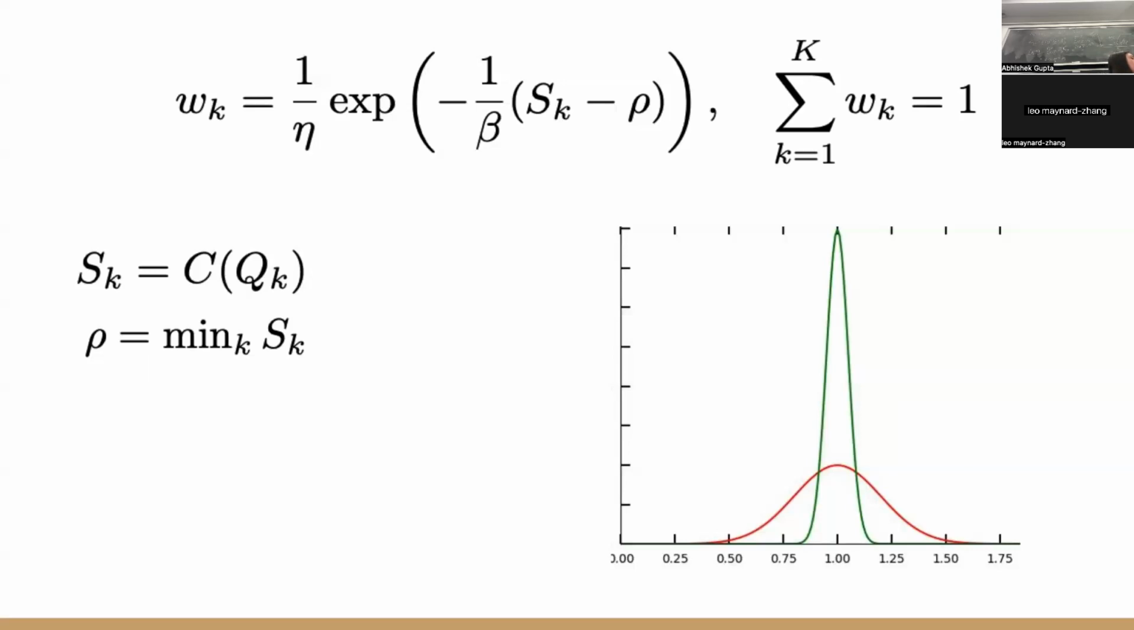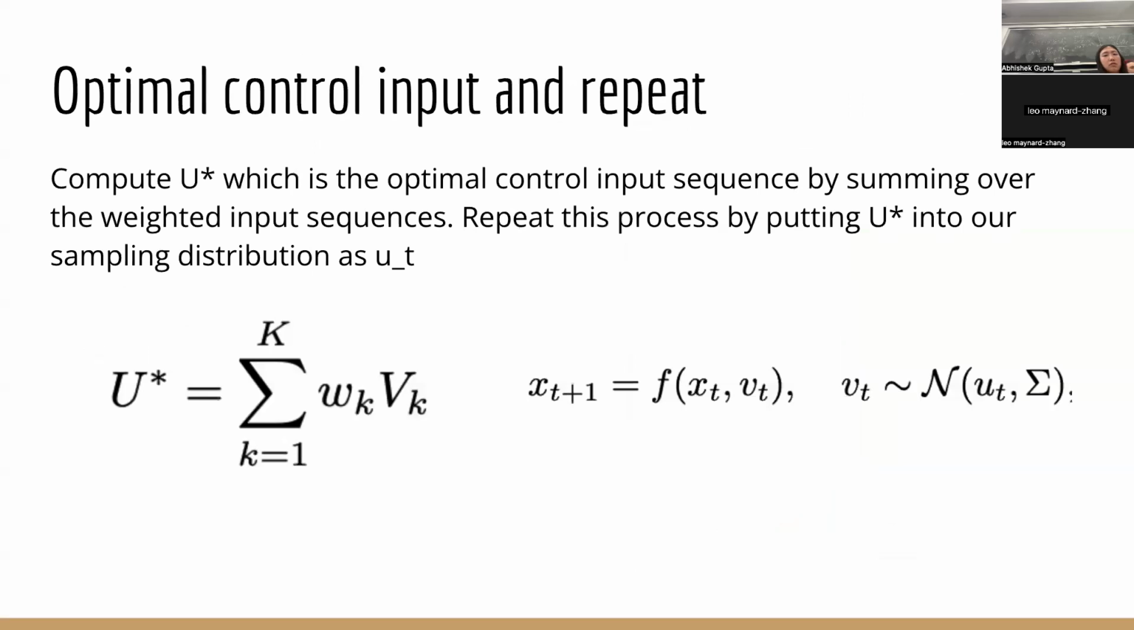So it's like a parameter you want to tune for beta, and then you can also view it as like earlier the Gaussian, and then essentially we exponentiate all this, normalize it, so it sums up to 1. And then now we compute U star, which is the optimal control input sequence, by summing over the weighted input sequences. Repeat by putting U star into our sampling distribution as U sub t, as you mentioned earlier, like where does that U sub t come from? In lecture, this is the same process as we want to narrow down the path that we're sampling from. Yeah, we want to narrow down where we're sampling from.